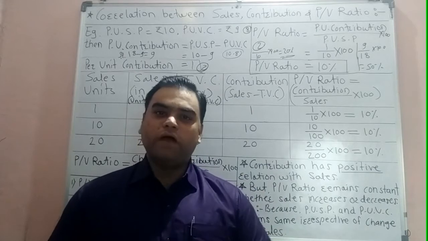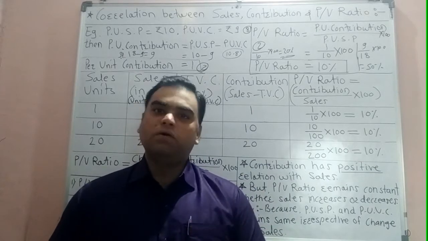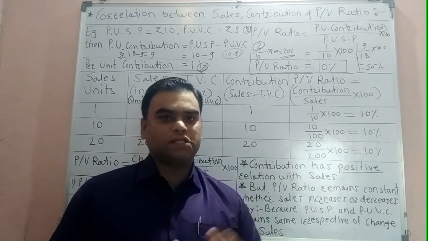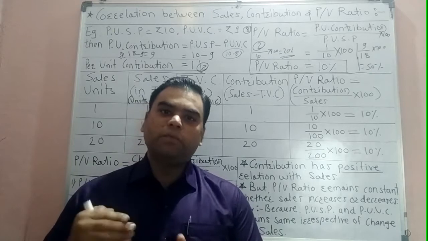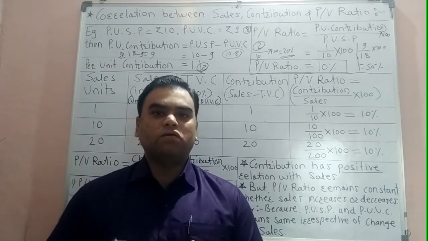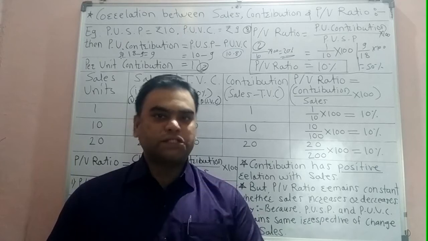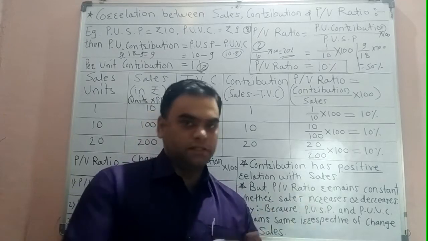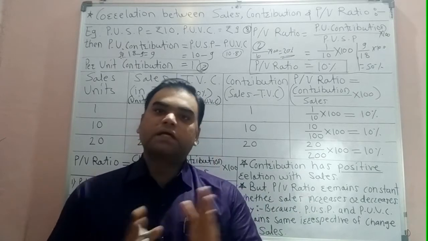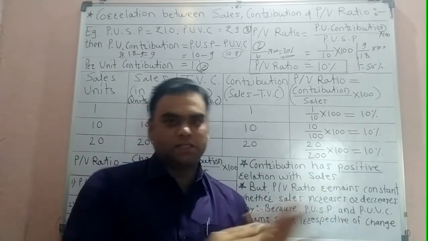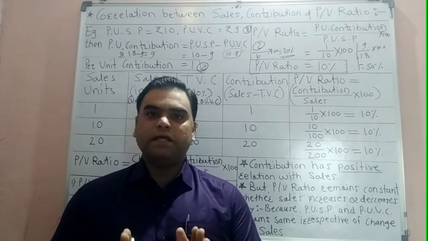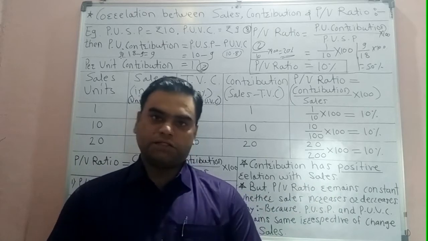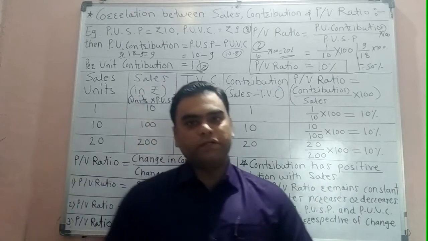In our last lecture, we discussed what is meant by PV ratio and what PV ratio tells us. As we discussed, suppose PV ratio is 60%, that is, contribution to sales ratio is 60%. It means contribution is 60% of sales, fixed cost is 60% of BEP sales, and profit is 60% of margin of safety sales. And today, what are we going to discuss?